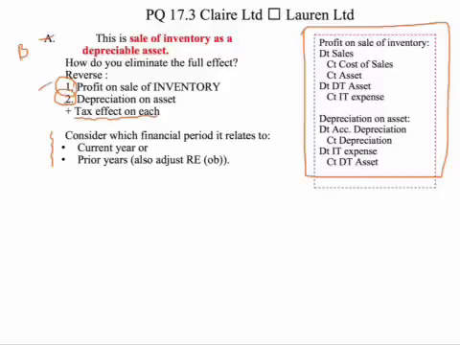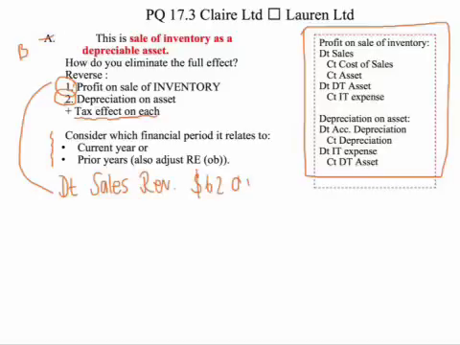Okay, so let's first of all reverse the profit on the sale of inventory. So we know that the unrealized profit was $7,000. In the subsidiary's account, we've included sales revenue of $62,000, which was the selling price. From a group perspective, that sales transaction never occurred, so we reduce our sales revenue with the $62,000.